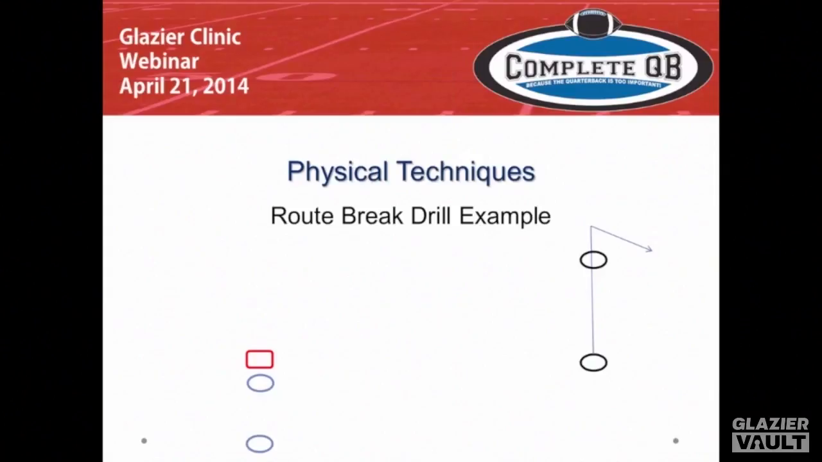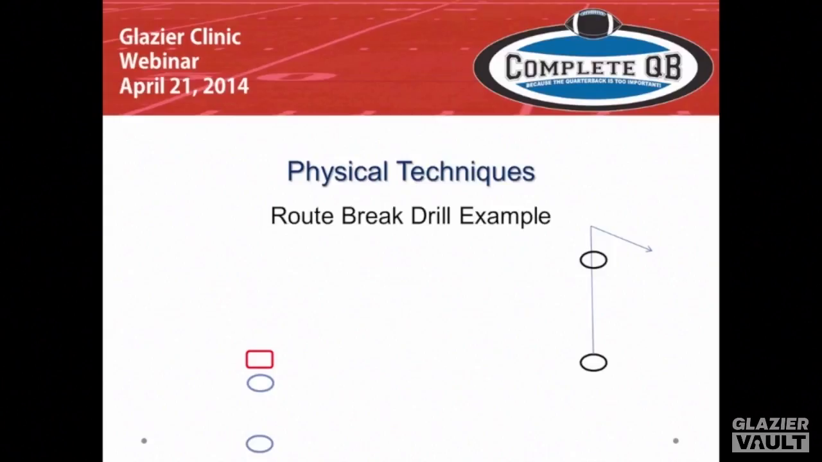The receiver takes that 1 or 2 steps, waits for his inside foot to plant in the ground, and then cuts back to the outside, breaking downhill out to the sideline. So the quarterback's visual cue is, when he sees that inside foot go down into the ground, he's going to pull the trigger on loading the football up and delivering the football.